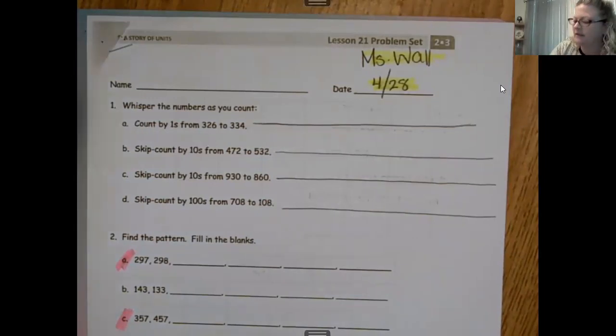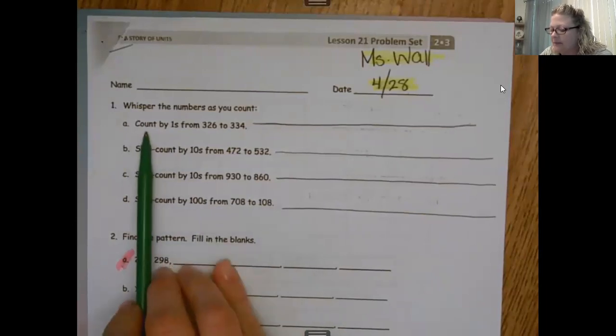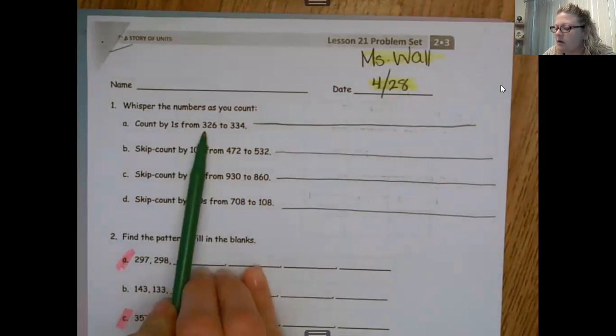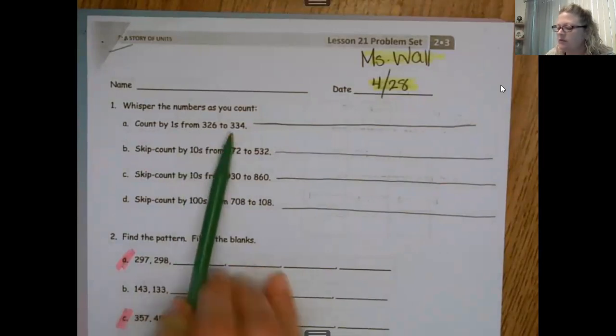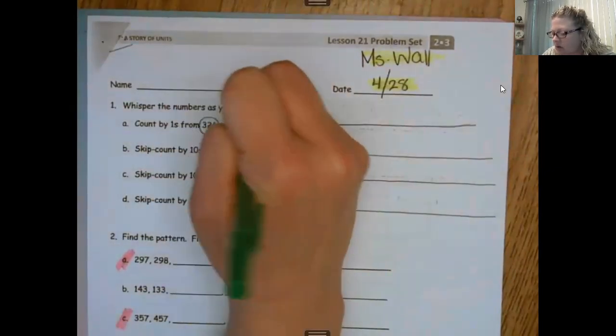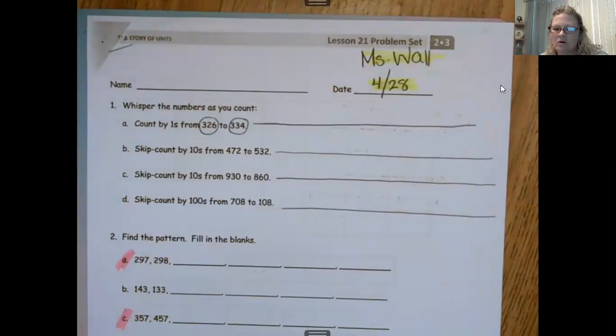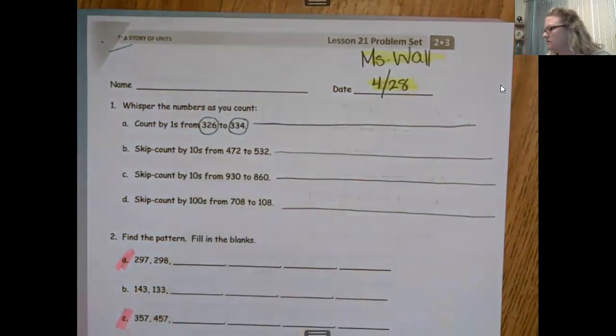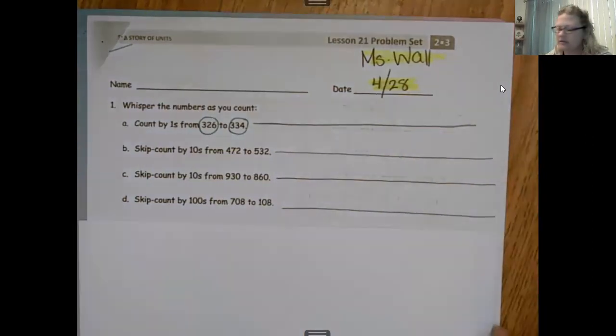Use a different color. I think it might be easier for you to see. Okay, so letter A. Count by ones from 326 to 334. I'm going to circle those numbers. That way I remember what numbers I'm working with, because look at all those numbers there. It's going to confuse me. And I'm going to move that because it's a lot.